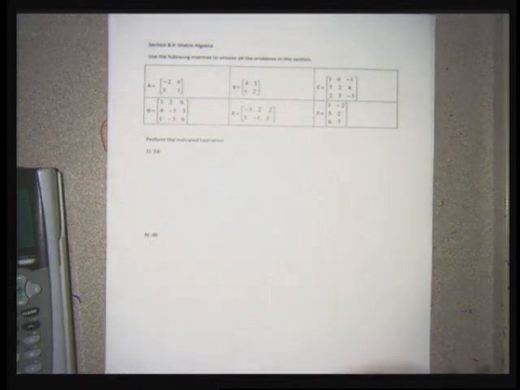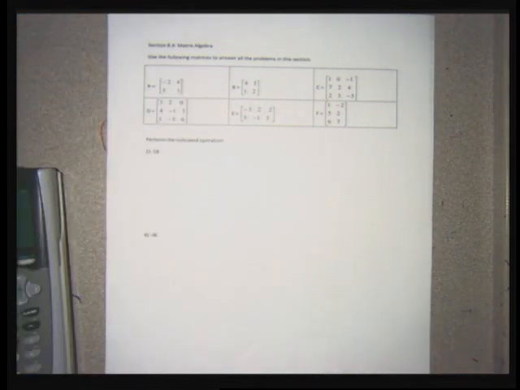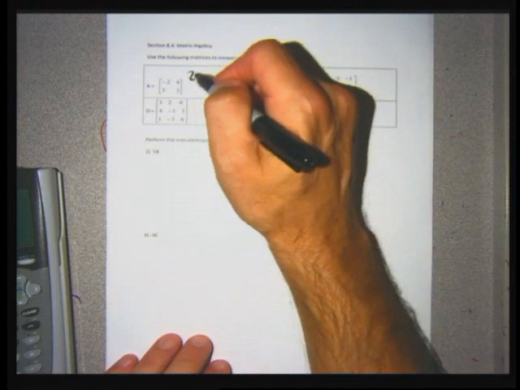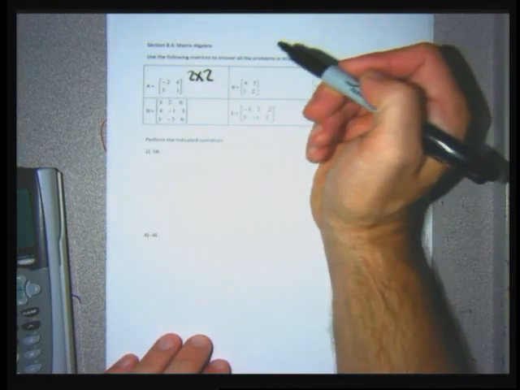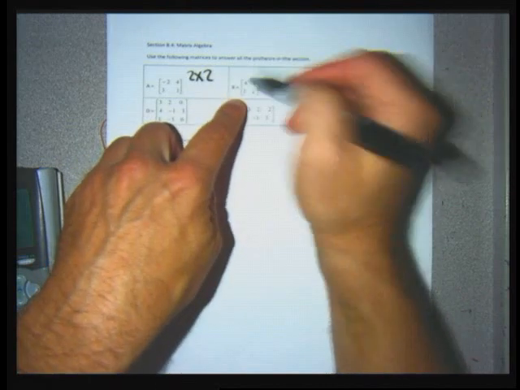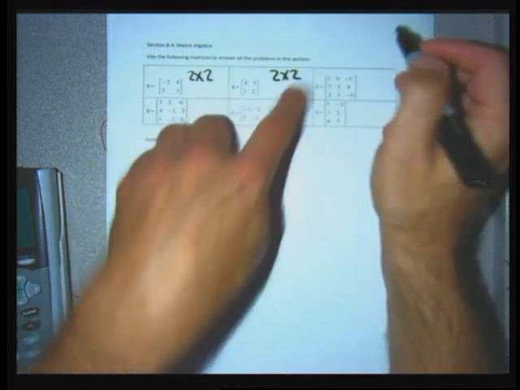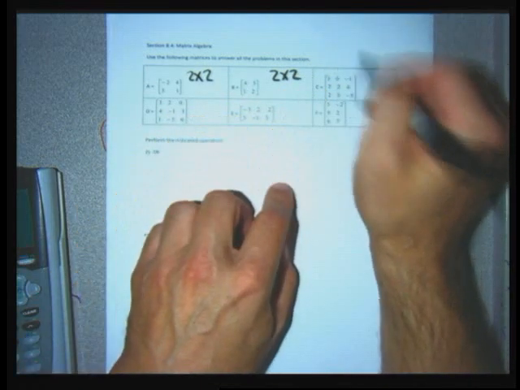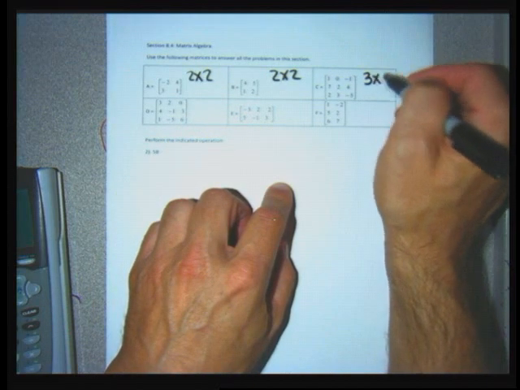To get started with this section, I have 6 matrices that I'm going to enter on my calculator, and I need to know the sizes of these. This matrix A has 2 rows and 2 columns, so I'm going to call it a 2 by 2 matrix. B also has 2 rows and 2 columns. It's a 2 by 2 matrix. C has 3 rows and 3 columns. Columns go vertically, rows go horizontally. I call C a 3 by 3 matrix.